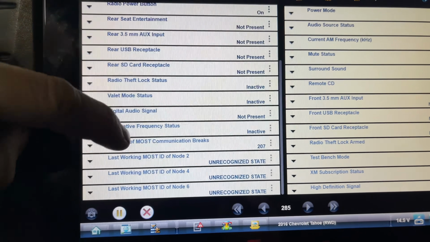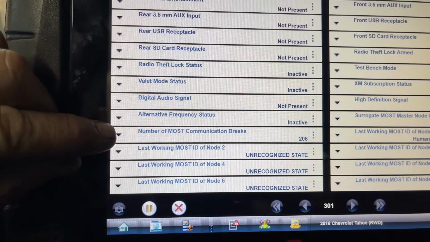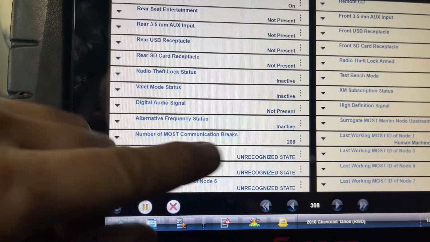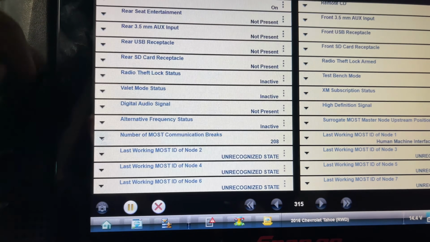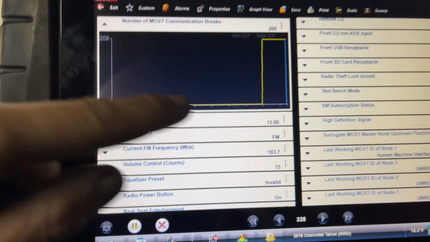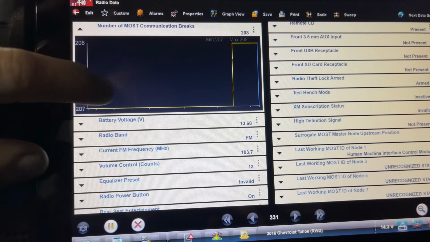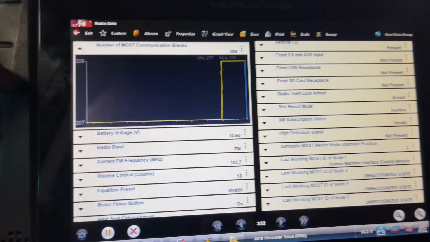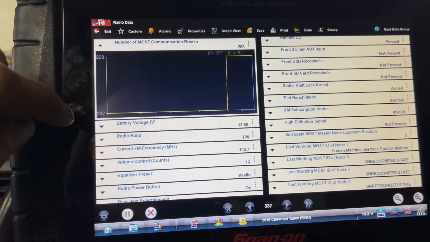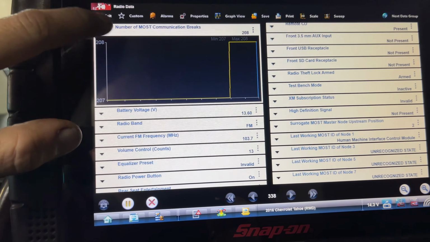Okay, so in radio data, there are a few PIDs that help with this. What you're going to be looking for is number of MOST communication breaks. See, we're at 208. That number should be 0. And as you see, it's gone up since it's been running. What this is counting is the number of times the circuit is faulted, basically.